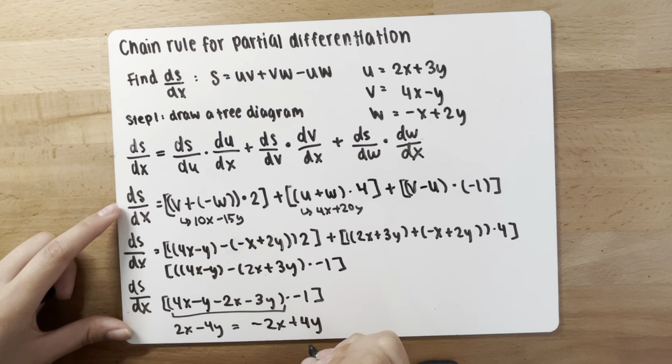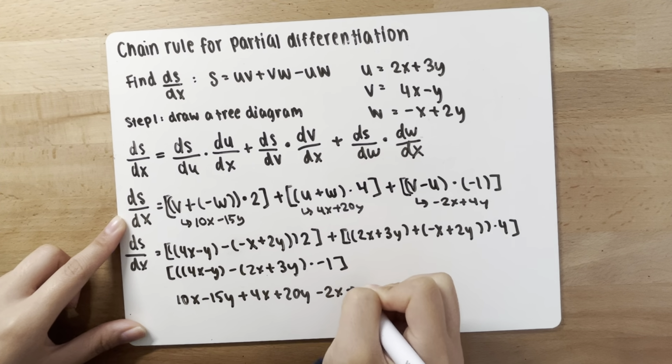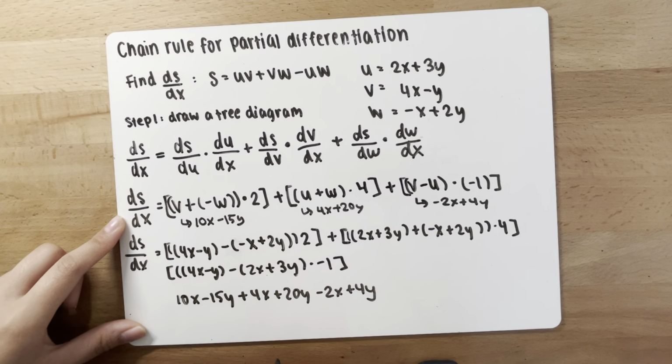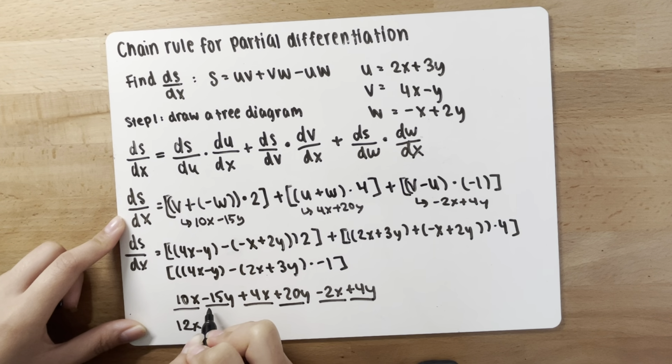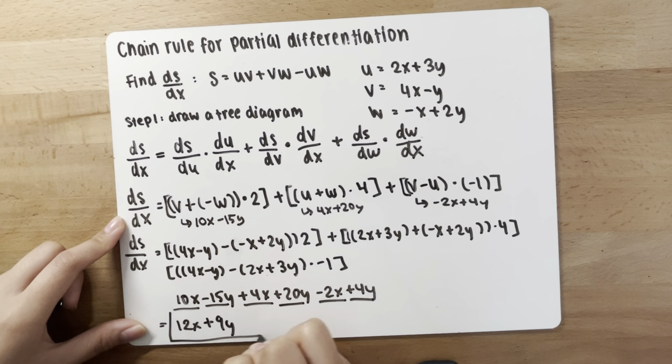Now, write this over here. You are going to then add all of these values together. So we have 10x minus 15y plus 4x plus 20y minus 2x plus 4y. And combine like terms, you have 10x plus 4x minus 2x. 10 plus 4 is 14, minus 2 is 12, so we have 12x. Negative 15y plus 20y plus 4y. Negative 15 plus 20 is 5. 5 plus 4 is 9. You have 9y. So this would be your answer.